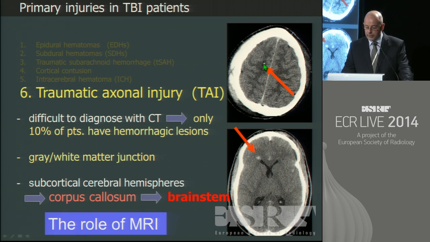They are very, very small. Usually, they are located at the gray-white matter junction, but if they are moving more centrally in the brain, it means that the outcome of the patient is much more problematic. I mean, the clinical status of the patient is much worse. So if we find that there are hemorrhagic lesions in the corpus callosum or in the brainstem, the prognosis of the patient decreases very sharply. In traumatic axonal injury, we have a role for the MRI.